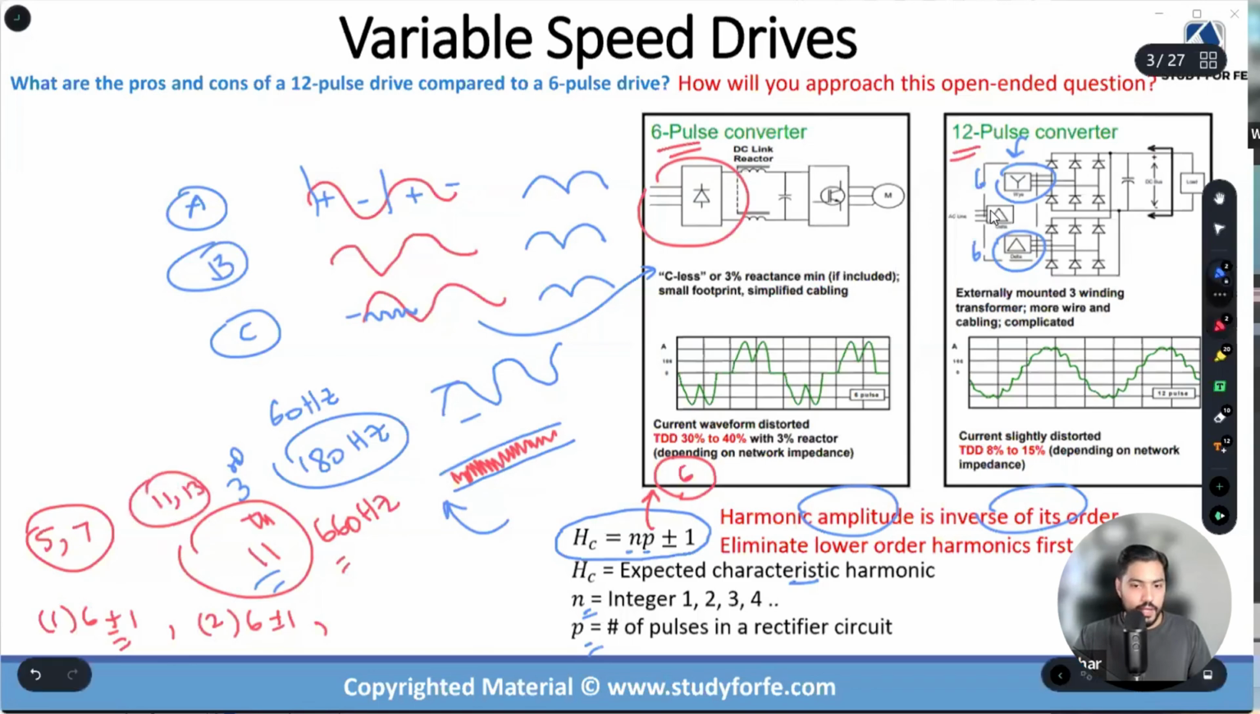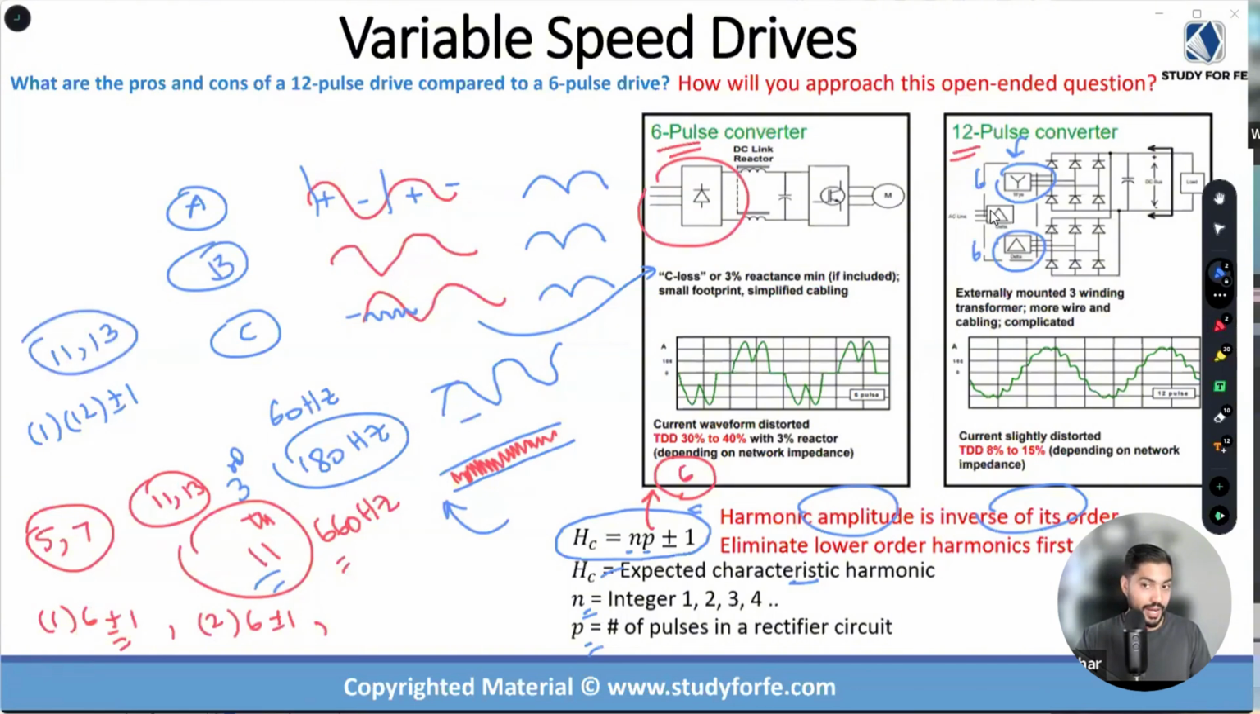Now let's say instead of 6 pulses, I decide to use 12 pulses, right? Using the same formula over here. So if I use 12 pulses and the first integer is always going to start with 1, so I have 12 plus minus 1. So what am I starting with? I am starting out with a value of 11 and a 13 as the first set of harmonics, characteristic harmonics, that a 12 pulse system is going to offer.